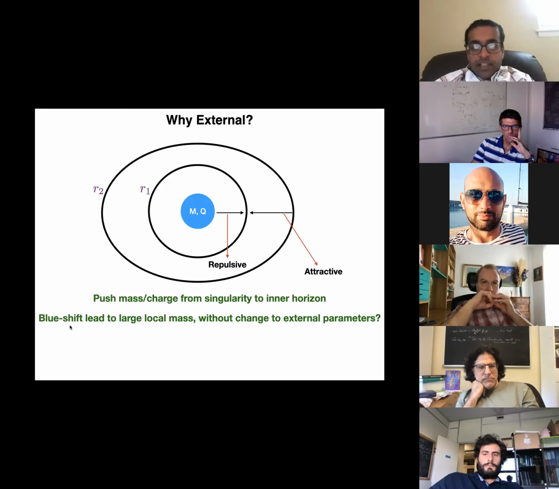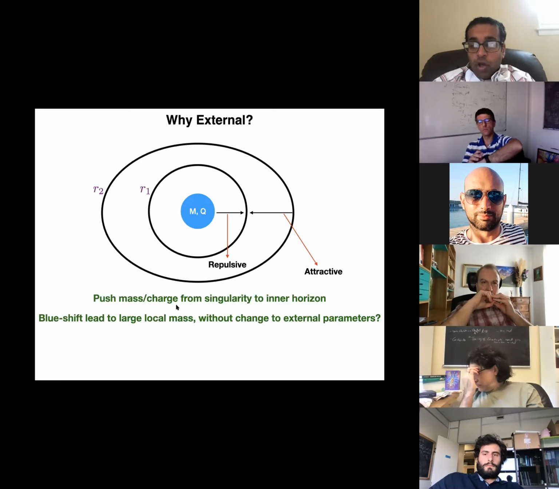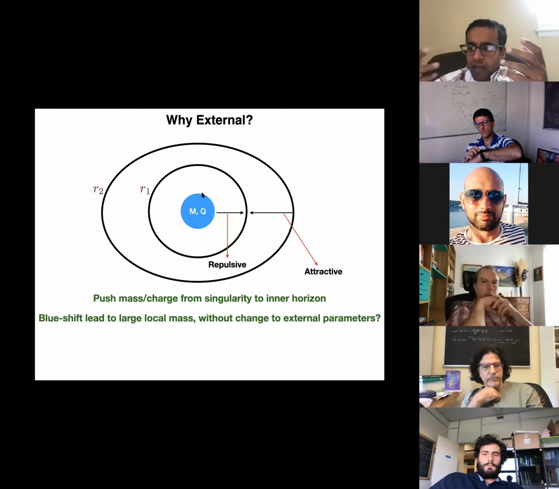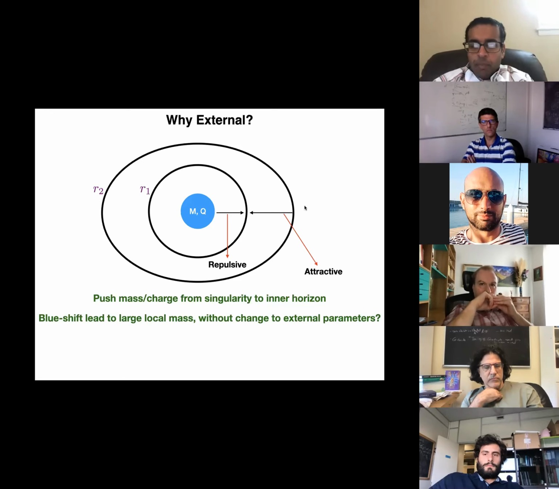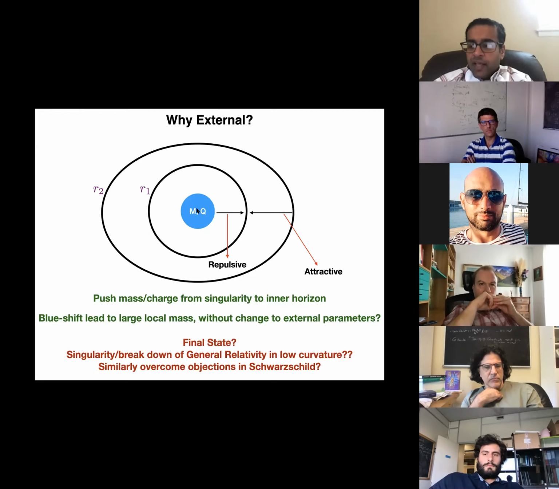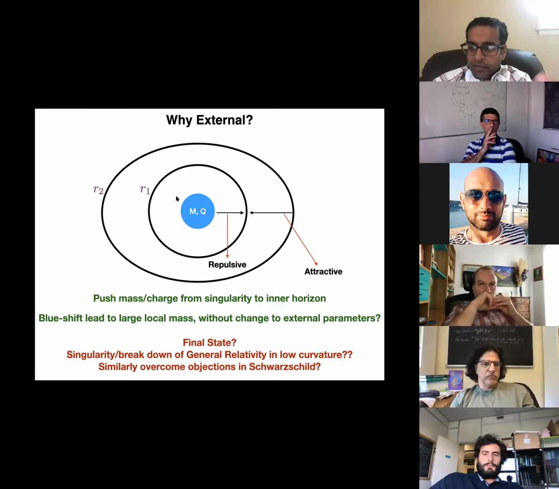And once again, this blue shift should lead to a large local mass that appears in there without changing any of the external parameters. That should clearly be possible, right? Intuitively, it sounds like that should be possible. And that's where our story really begins, when Dave will talk about it. We will say, suppose it's really the case that there is an inner horizon that exists at the Reissner-Nordstrom, that there's actually a singularity at the inner horizon. How can that happen solely from internal parameters without relying on something external?